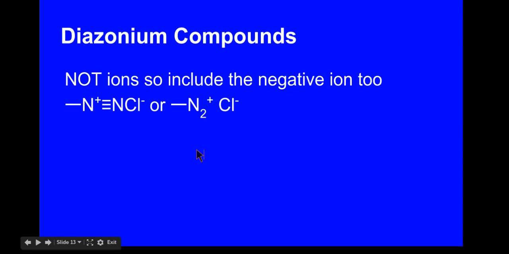If it says diazonium compound, write the formula of the diazonium compound or the compound formed. These aren't ions anymore, and so you need to include the negative ion too. So if the negative ion was a Cl- ion, which it often is, it would be something like this or something like this.